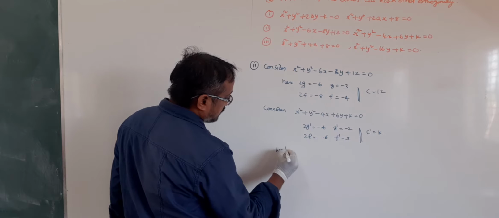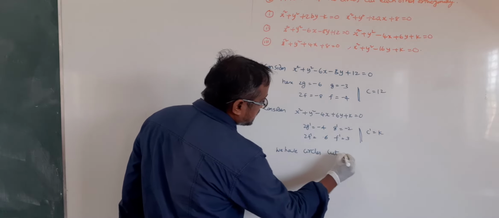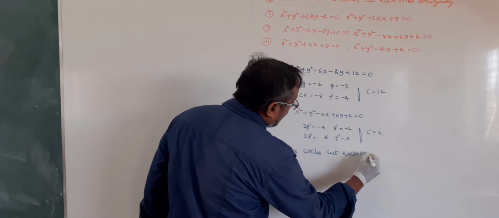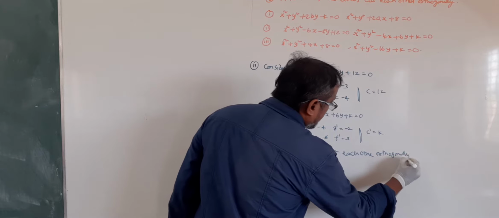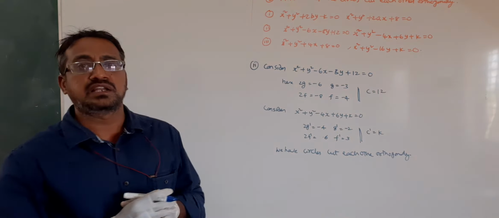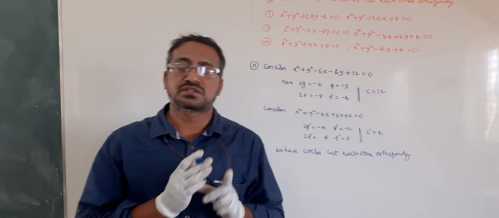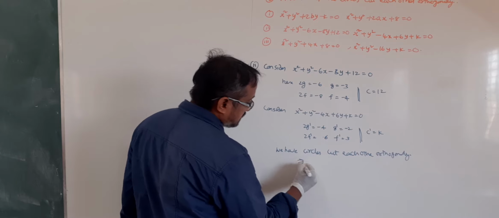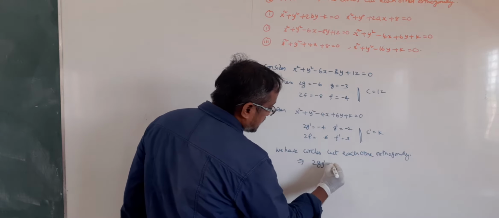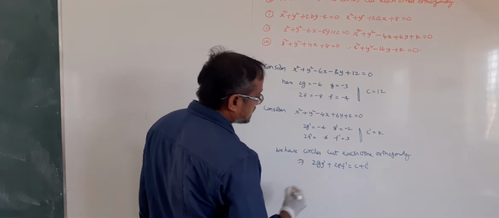Now we have circles cutting each other orthogonally. They are cutting each other orthogonally. Now you can use the condition 2gg' plus 2ff' is equal to c plus c'.